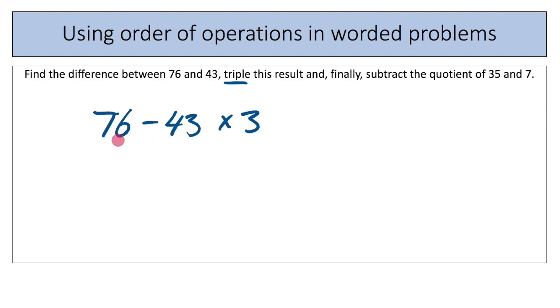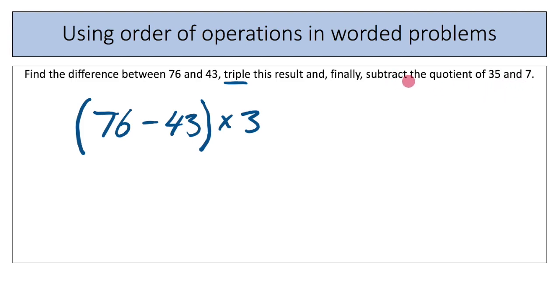I do my brackets first. So if I put brackets around this, that's saying, hey, do what's inside the brackets first, and then times that by 3. So first I'm going to find the difference of 76 and 43, and then I'm going to triple the result. Perfect. Let's now move on, which is, and finally, subtract the quotient of 35 and 7.